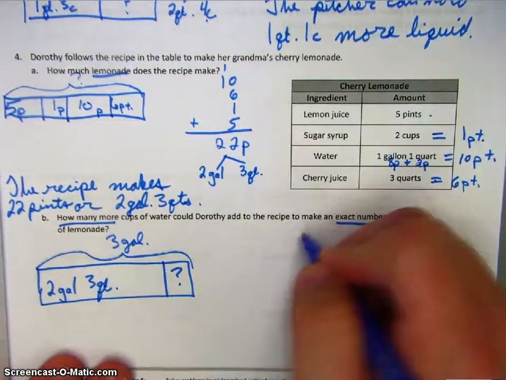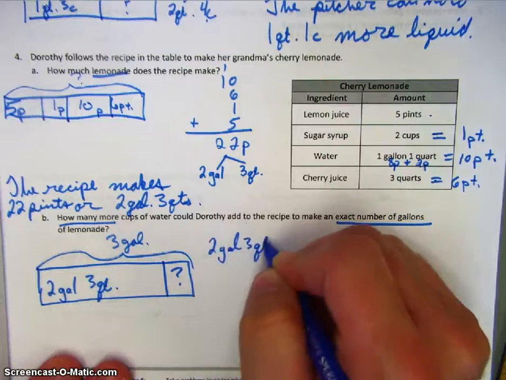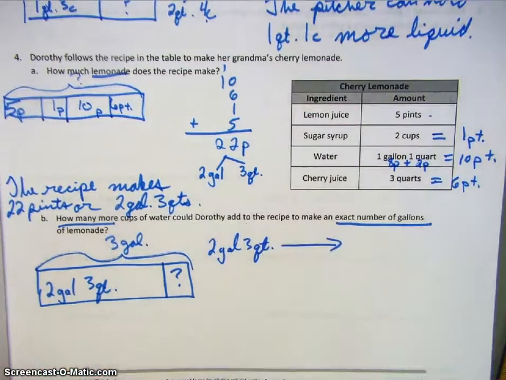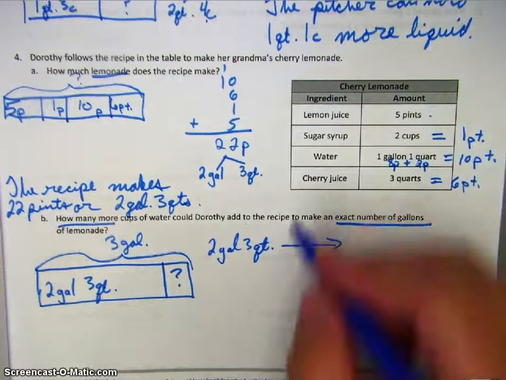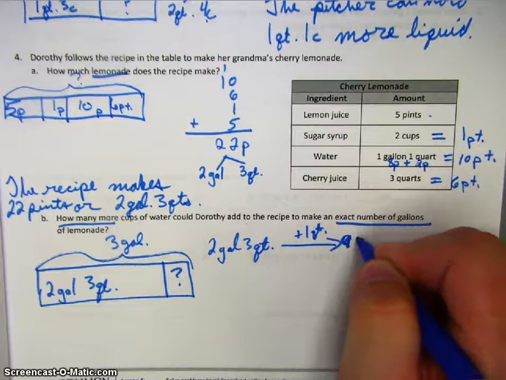Okay. Now if we think about using the arrow method here, we have 2 gallons, 3 quarts. Well, we know that each gallon has 4 quarts. So that means we need to add 1 more quart to get to our 3 gallons.